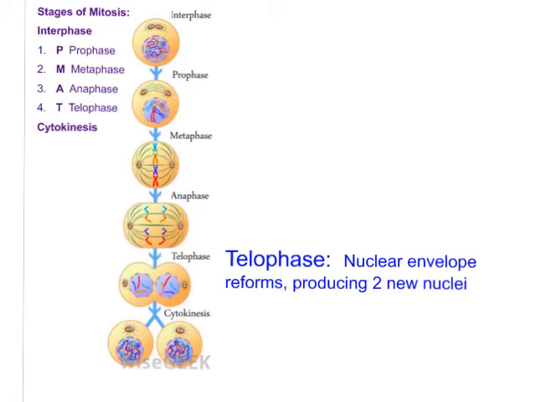During telophase, the nuclear envelope reforms around each of the groups of chromosomes, and two new nuclei are formed.